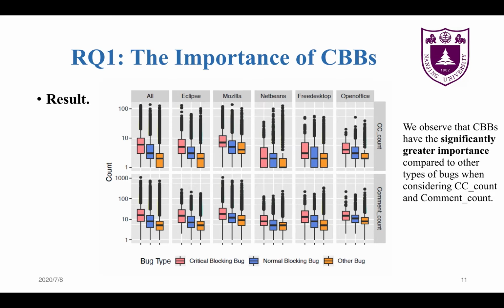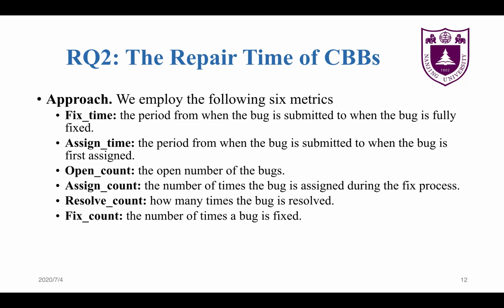The methods of other RQs are similar to those of RQ1. Therefore, we only briefly introduce the measures and the results on other RQs. This is the second RQ. Here, we employ the following 6 metrics. They are fixed time, assign time, open count, assign count, resolve count, and fixed count.